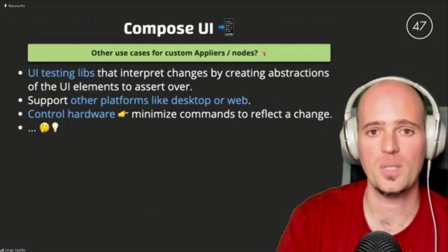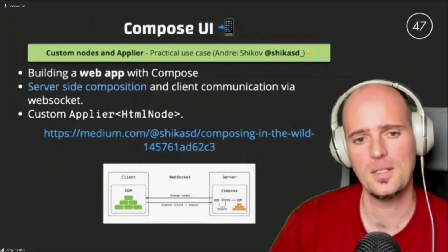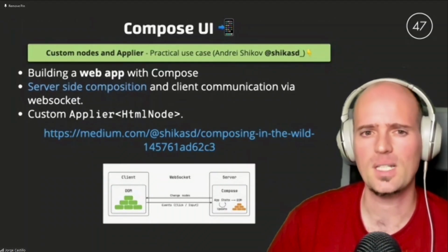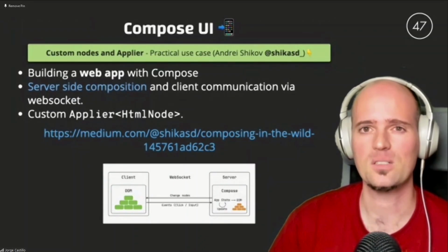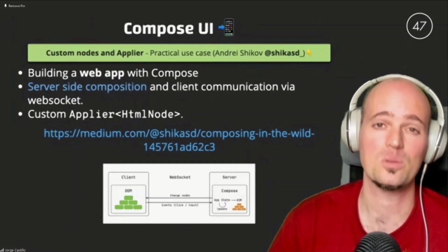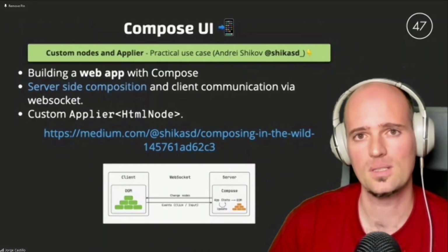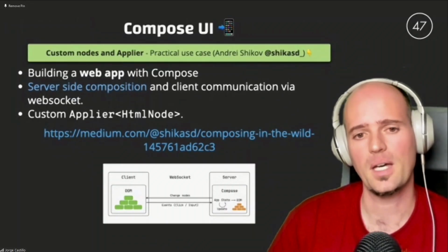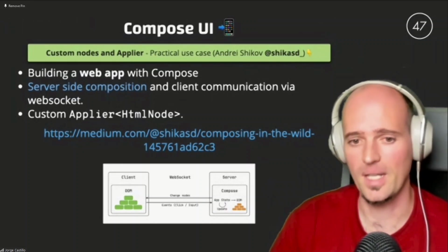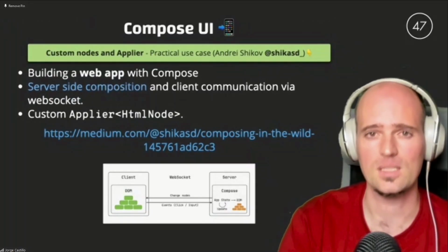Okay, there are not many examples out there, but there is a really good article that I read lately about how to create a web app using Compose with some server-side composition and client communication with a client via WebSockets and so on. And that one provides a very good example of how to create a custom applier and pick a custom type for the nodes. And I think it's worth it because there are not many posts about this out there yet, and this one is very, very didactic. It was written by Andrei Shikov, by the way.